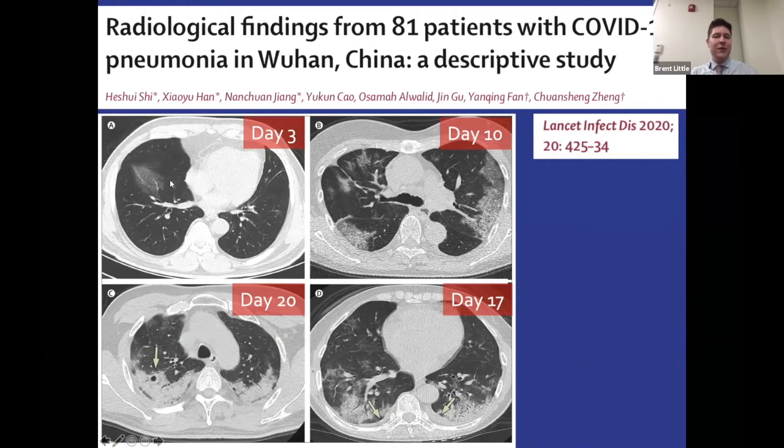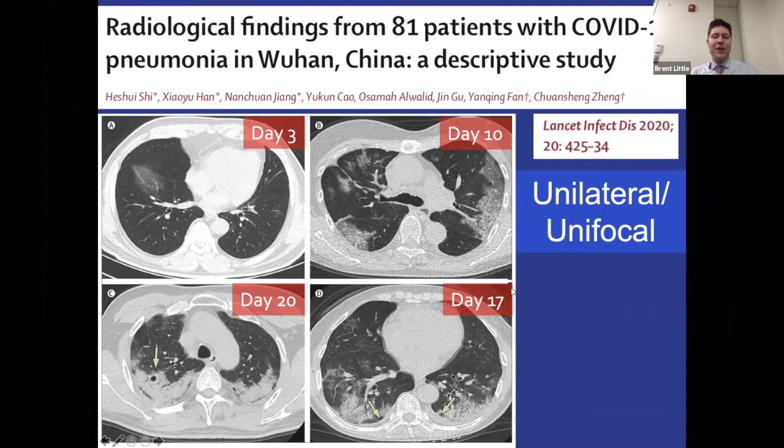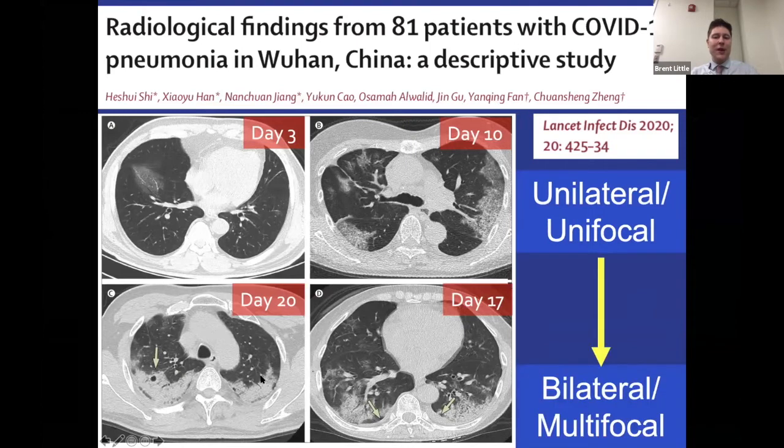You can see that on day 3, very early in the course, you can have just a single opacity. And so this would be hard to diagnose as really anything. This could be many, many different conditions and infections. And then later in the time course, it tends to be more bilateral and multifocal.